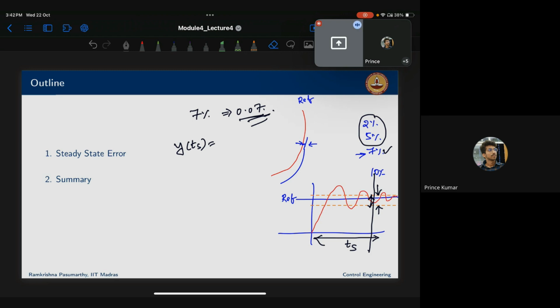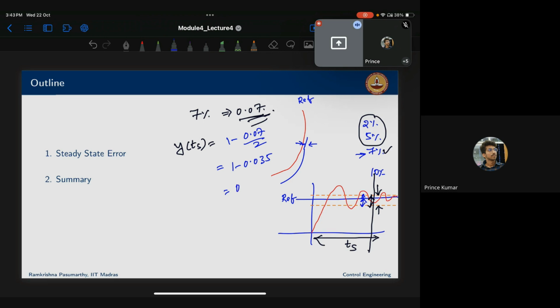Sorry, it will be 0.07. It will be 1 minus 0.07 by 2, because this gap is divided by 2. Is this clear? Yes or no? Yes, sir. 0.07 by 2, this is 0.07 by 2. So you require only 1. So 1 minus 0.035. Am I correct?